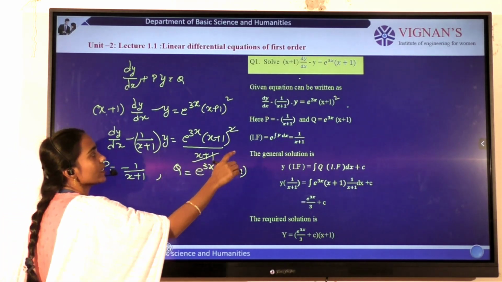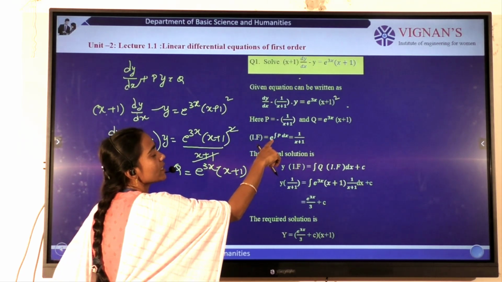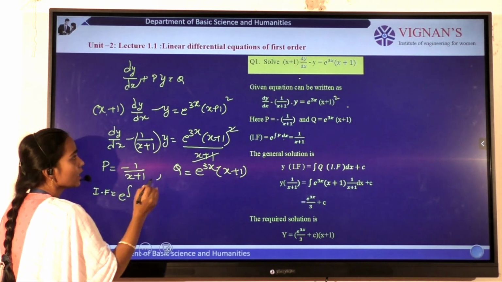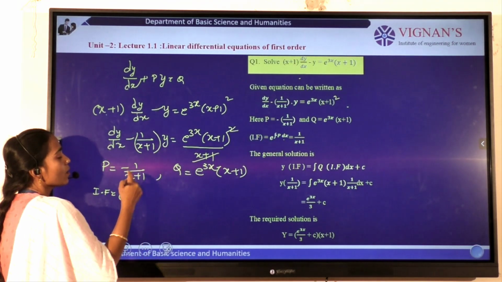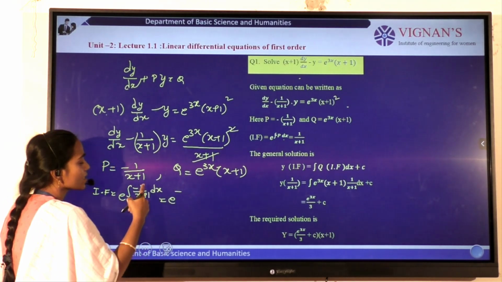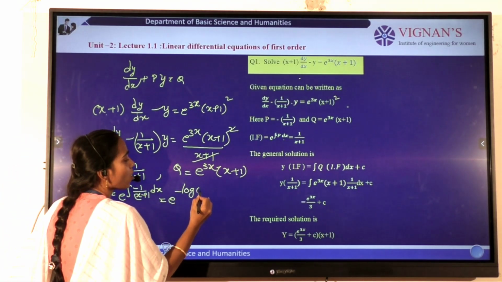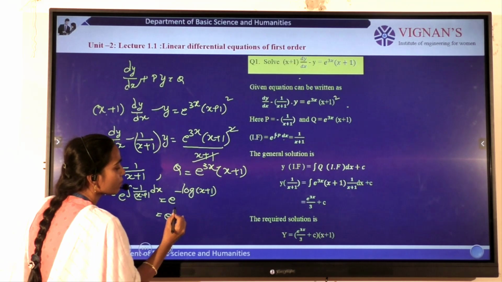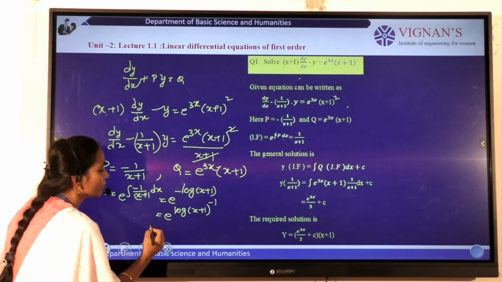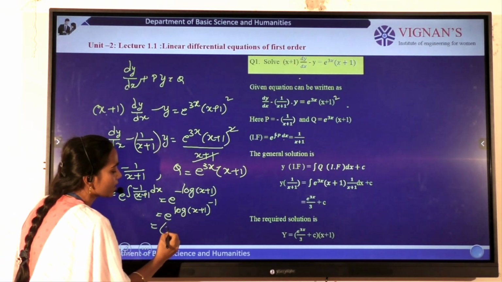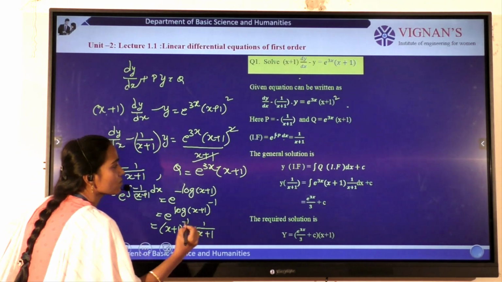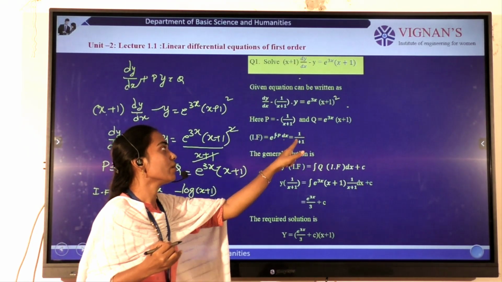First we have to find the integrating factor. The integrating factor formula is e power integral p dx. So integrating factor is e power integral p dx. What is p here? Minus 1 by x plus 1 into dx. That is e power minus, what is integral 1 by x plus 1? Log x plus 1, which is e power log x plus 1 whole to the power of minus 1. When e and log cancel, we have x plus 1 to the power of minus 1, which is 1 by x plus 1.